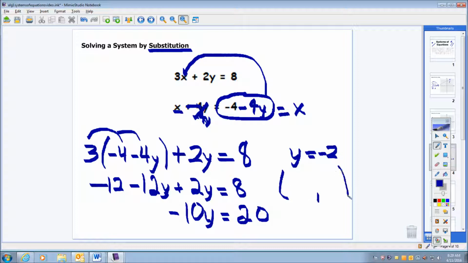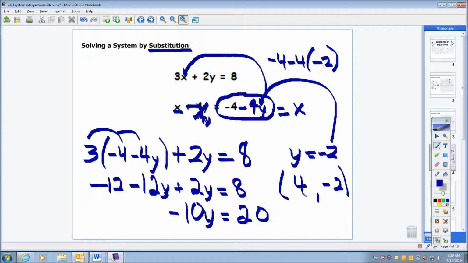Now, remember, you've got to get an x and a y. That's the whole idea. And y we already know is negative 2. Now, to get the x, you take the negative 2 and go back to the football. Now we know what y is. So x is what? Negative 4 minus 4 times y. But remember, y is negative 2. So if you crunch all these numbers, you're going to get negative 4 plus 8, which is 4.